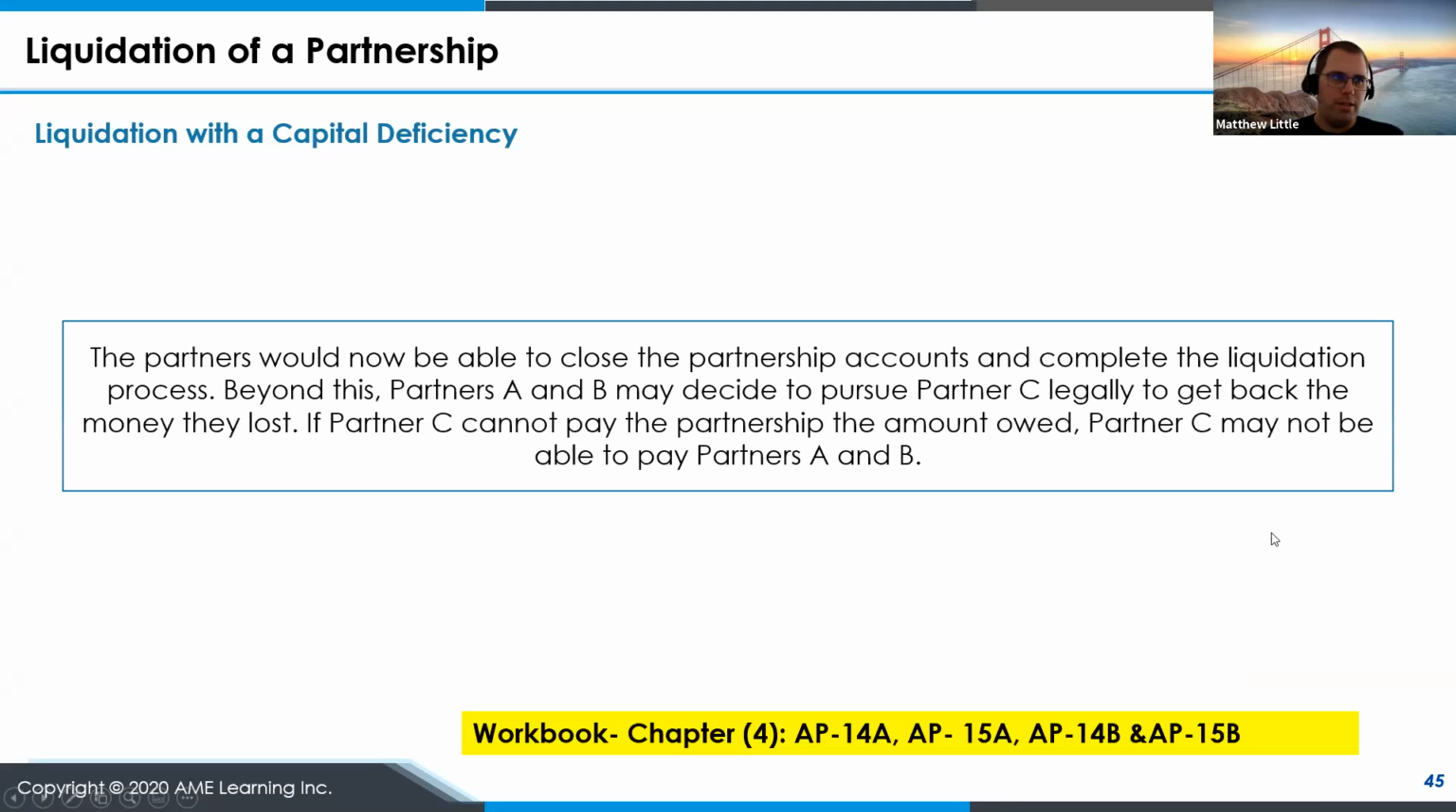Now they would be able to close the partnership because they'll take what's cash left and split it to partner A and B based on their capital accounts. But after that, they might go after partner C to try to get their money back. They'll likely sue them to get their money back if they had to contribute, or for $2,500, they might just say forget it and be done.